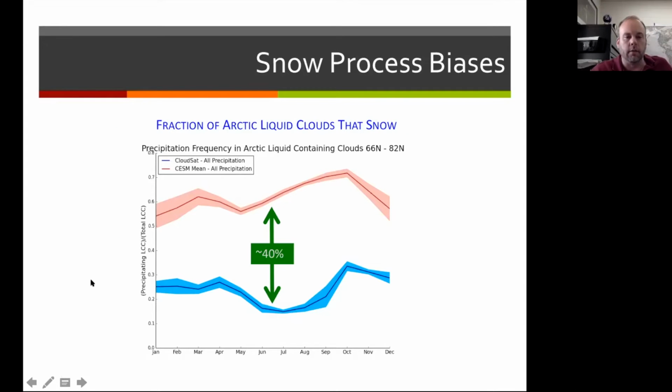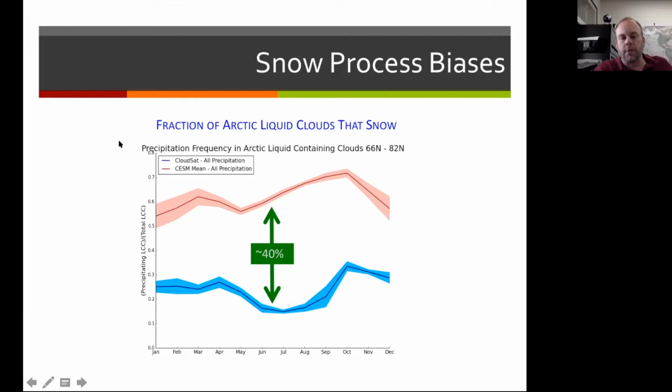But again, my student Ellen took this one step further and combined these results and took a look at the fraction of Arctic liquid containing clouds that actually produce snow. And this is where we came up with what we thought was the smoking gun for what's going on here. This upper red line shows the fraction of Arctic liquid clouds that snow in CESM. The blue curve shows the result from CloudSat and Calypso. And what you see is that there's about a 40% discrepancy in the frequency with which the model produces snow in Arctic liquid containing clouds versus the observations. So the observations suggest that only about 25% of the liquid clouds ought to produce snow, whereas the model produces it about 60% of the time.